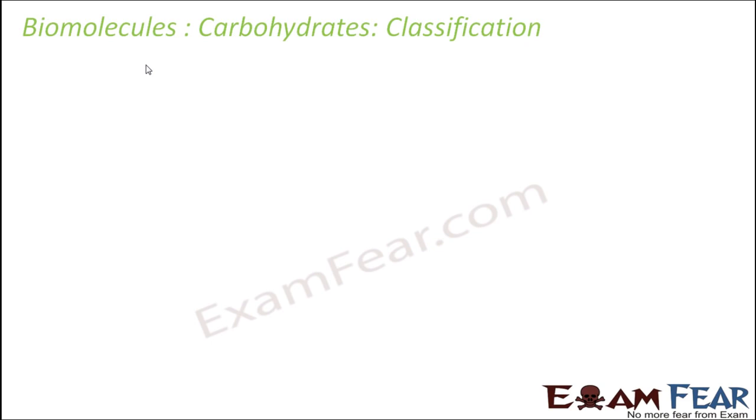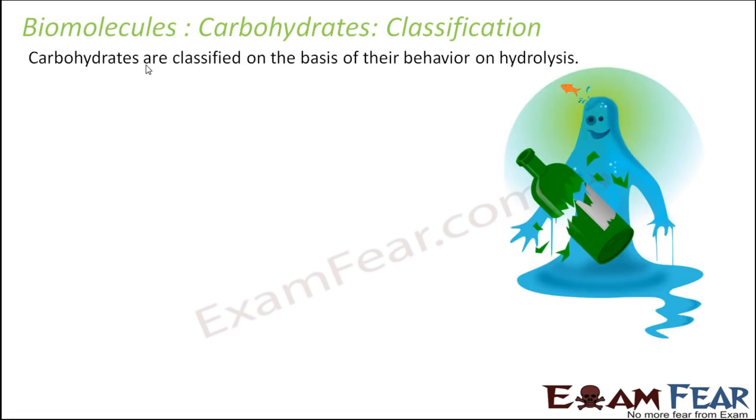Now we will look at the classification of carbohydrates. How can we classify them? Now we classify carbohydrates on the basis of their behavior on hydrolysis. Now what is hydrolysis? We are going to talk about two important processes here. One process is where I was talking about anabolic and catabolic pathways. So there is one process where you make complex structures from simple structures. There is one process where you break down complex structures to form simpler structures. So here we'll talk about two processes.